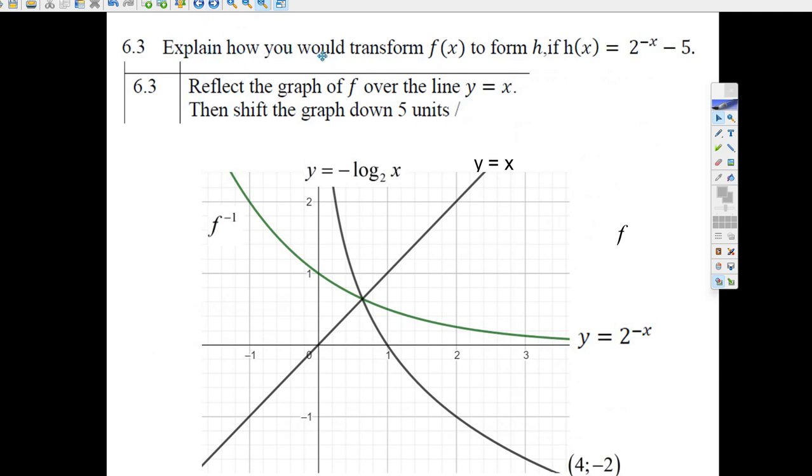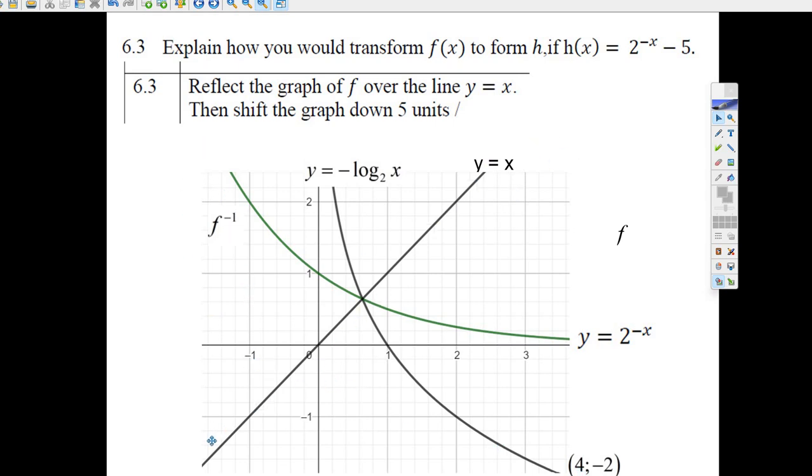Now this question, explain how you transform f of x into h if h of x was 2 to the minus x minus 5. Well, we got that the inverse was 2 to the minus x. Well, you have to picture what's going on. Here's the function they gave us, and it hit down here at 4 and minus 2, and it goes through here. They didn't tell you it goes through 1, but it does. And what's the inverse about? How does that work? Well, everything would just switch. Instead of 4 and minus 2, you'd have minus 2 and 4.